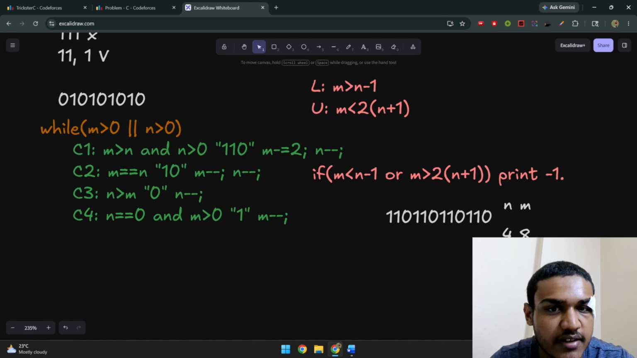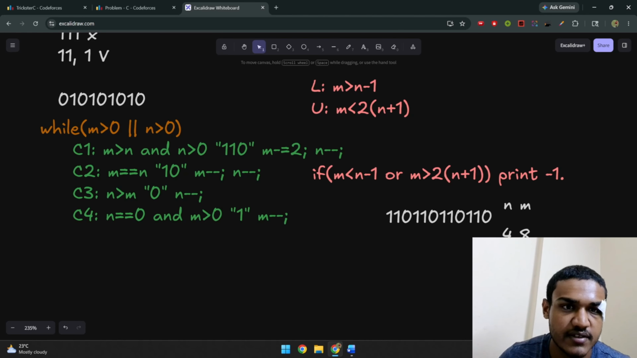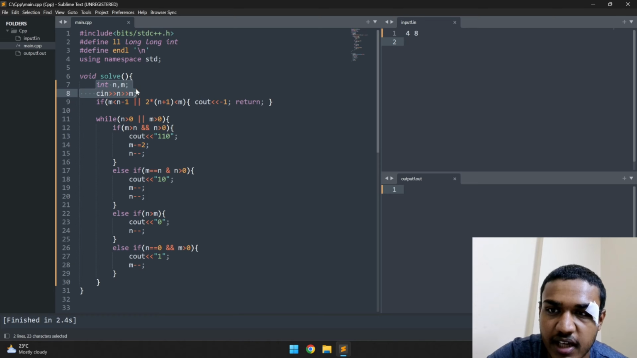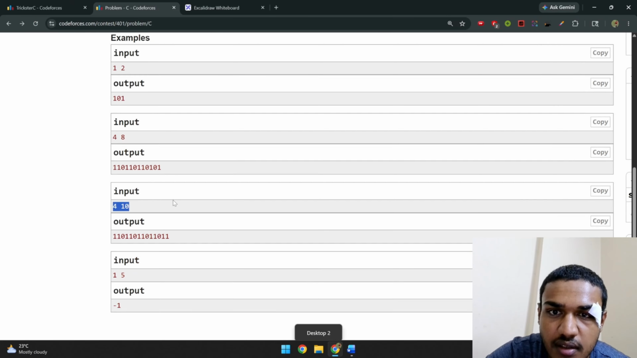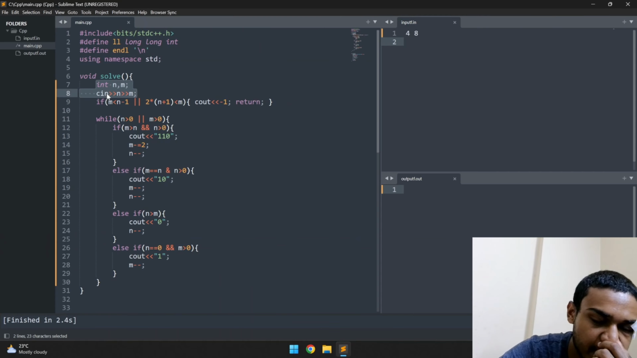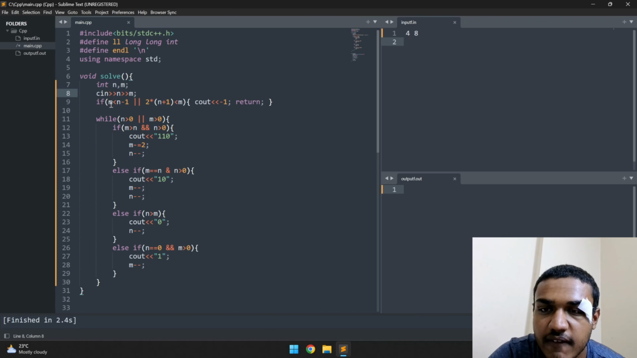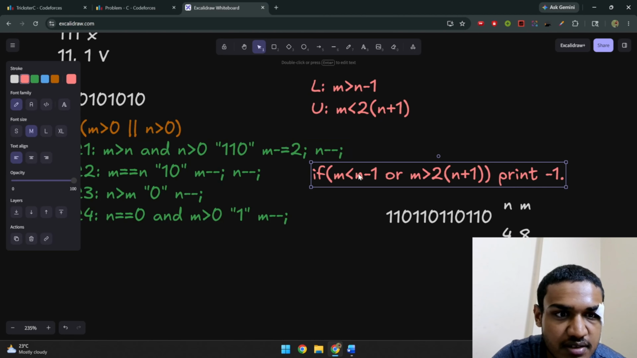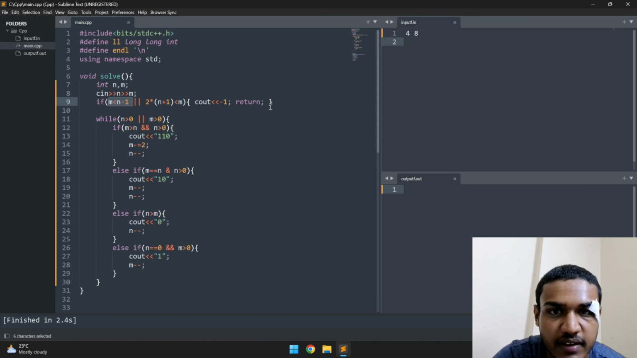Now that we have this example sorted, let's quickly look at what the code of this solution looks like. It is essentially more or less the same as the pseudocode. We have two integers n and m. Since it's given as 10 power 6, we can safely take the data type as an integer. We take in these values and we check if m is less than n minus 1 or 2 times n plus 1 is less than m, which is essentially these conditions. If this is true, we print minus 1 and then return, because we don't need to check the pattern if that is true.